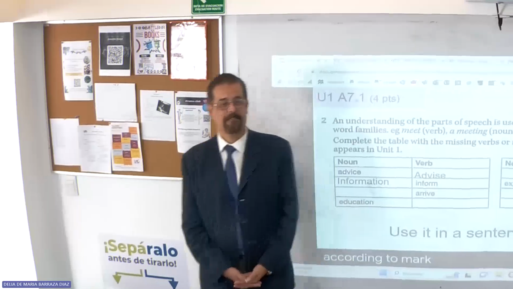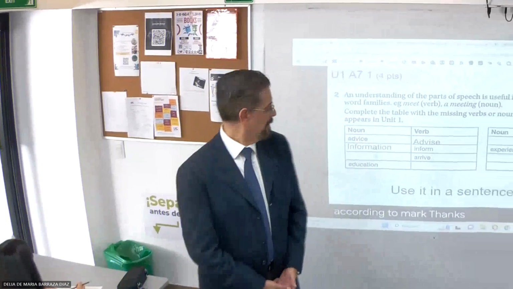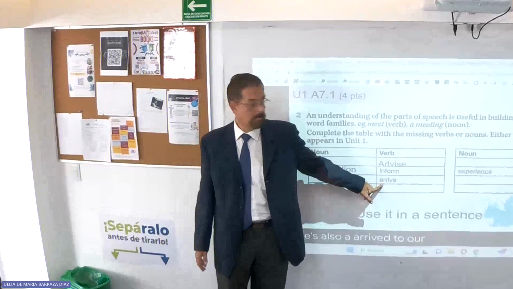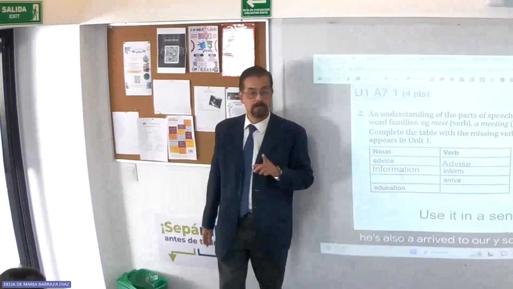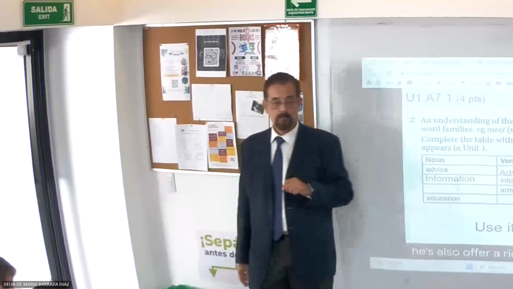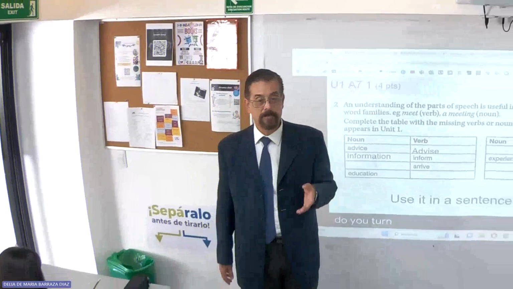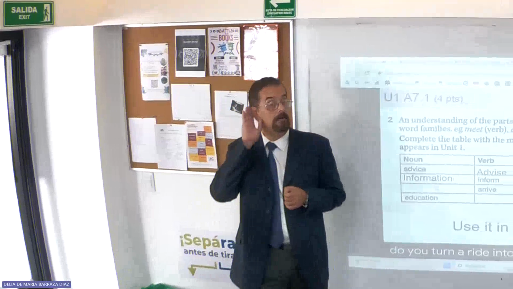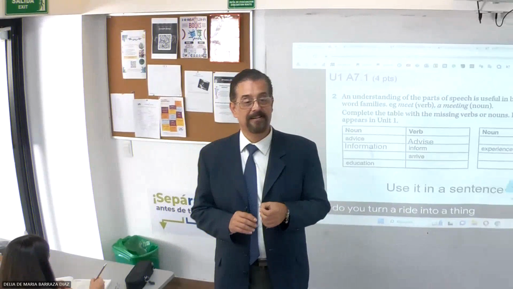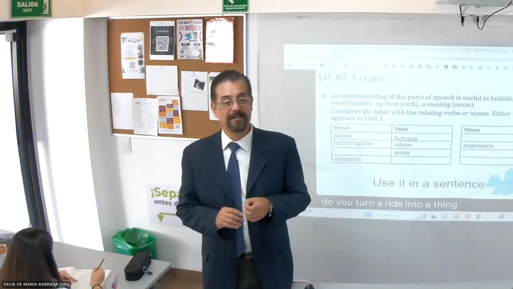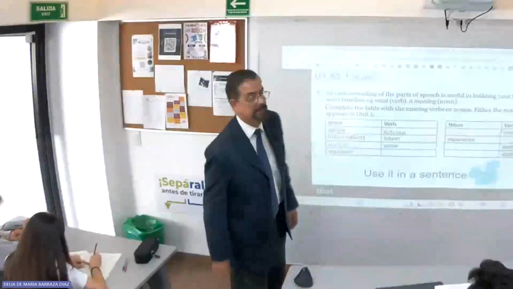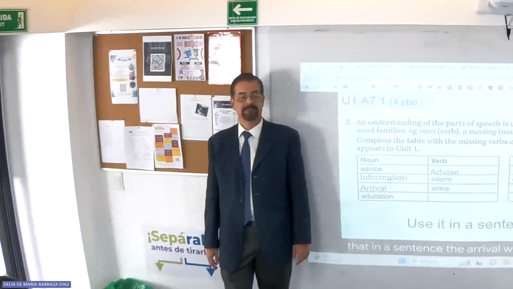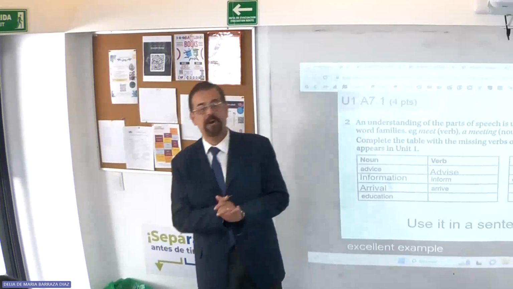There you go. Thanks for rescuing the squirrel. The next one is also a verb, to arrive. So what is the noun? How do you turn arrive into a thing? Arrival? Arrival is correct. So can you use that in a sentence? The arrival of the plane was at 7 a.m. Right? Excellent example. There you go.